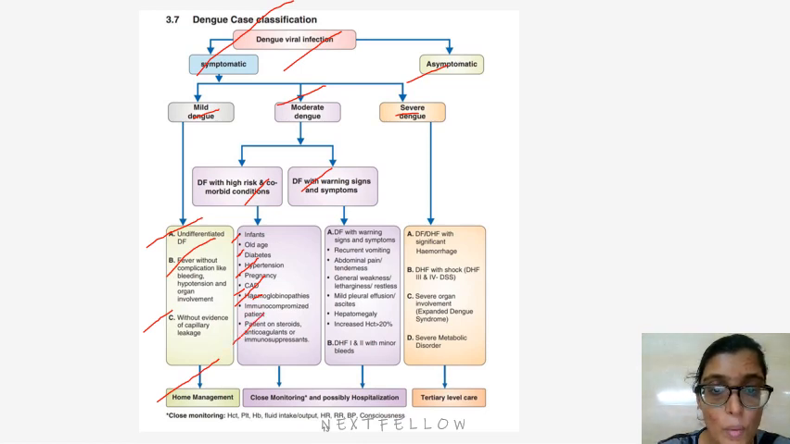Dengue fever with warning signs and symptoms is recurrent vomiting, abdominal pain, tenderness, general weakness and restlessness, mild pleural effusion, ascites, hepatomegaly and increased hematocrit more than 20%. Dengue hemorrhagic fever 1 and 2 with minor bleeds. Severe dengue is with significant hemorrhage, with shock, severe organ involvement, this is expanded dengue syndrome, and severe metabolic disorder. This requires tertiary care.